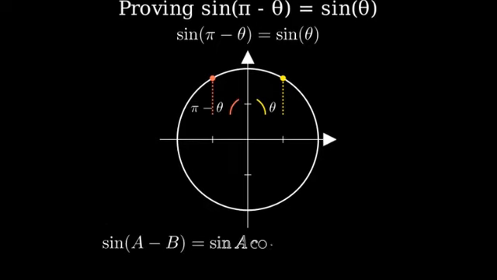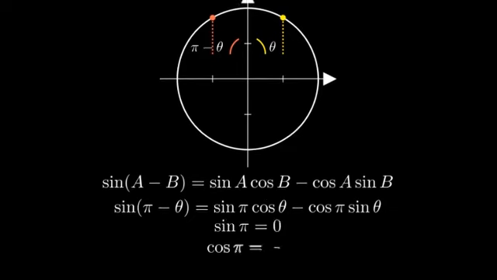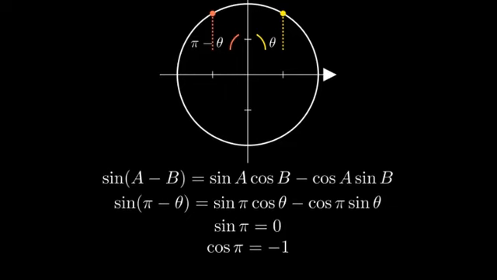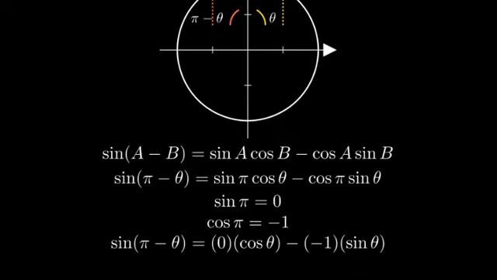The formula states that sine of a minus b equals sine of a times cosine of b minus cosine of a times sine of b. In our case, a is pi and b is theta. Let's substitute these values. Now we know that sine of pi equals 0 and cosine of pi equals -1. We get 0 times cosine theta minus -1 times sine theta.